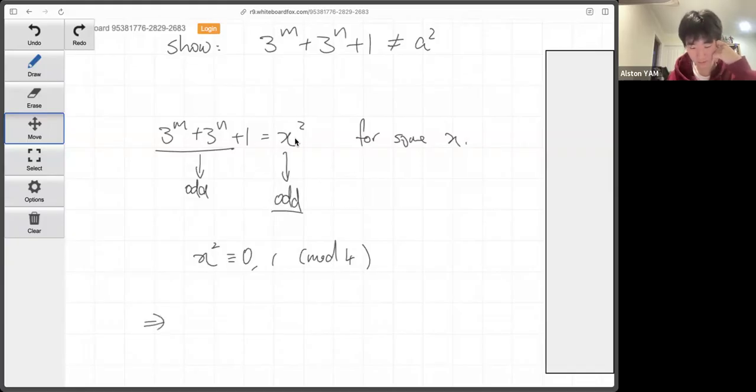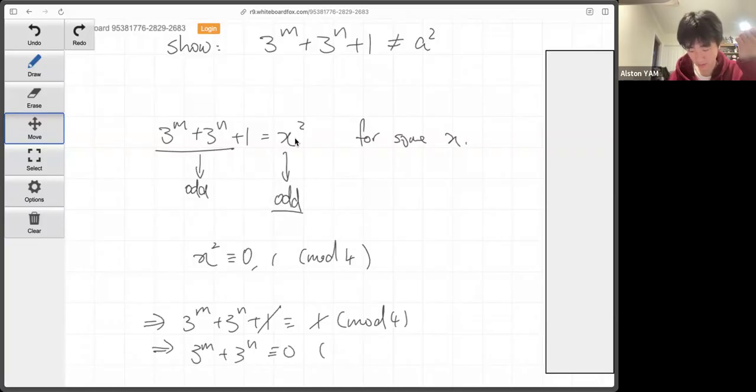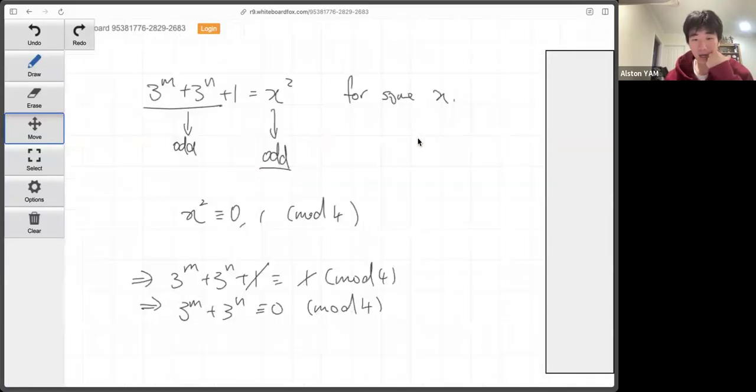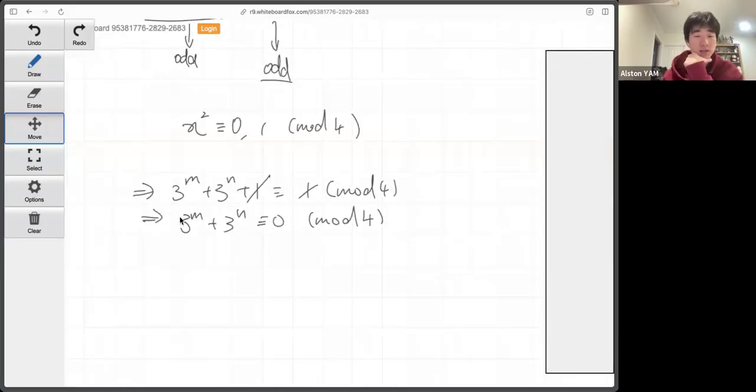So then that means 3 to the m plus 3 to the n plus 1 is always congruent to 1 under mod 4. Obviously, we can take away these. So we get 3 to the m plus 3 to the n congruent to 0 under mod 4. Okay. So it might be a good idea to analyze what the powers of 3 are mod 4 now, right? Because we have the sum of 2 powers of 3. So let's have a look.